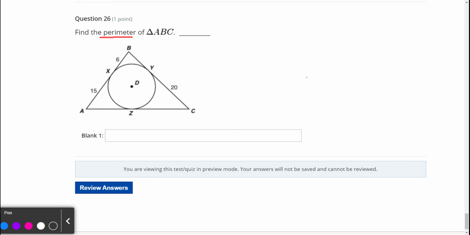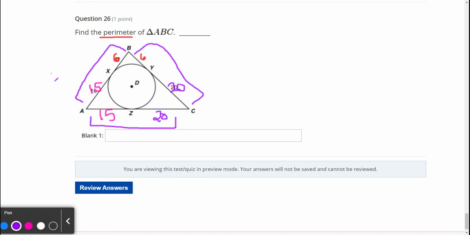Wait, so we're looking for ABC. So if BX is 6, then BY is 6. AZ is 15 because AX is 15. ZC is 20 because YC is 20. And then how do we find perimeter? We add them all up. So you've got to add those two numbers and those two numbers and those two numbers. Add up all 6 numbers. Okay? Is it 82?